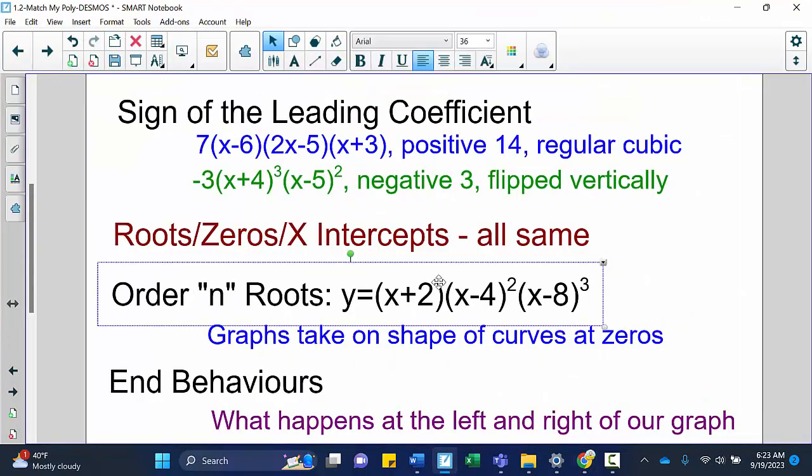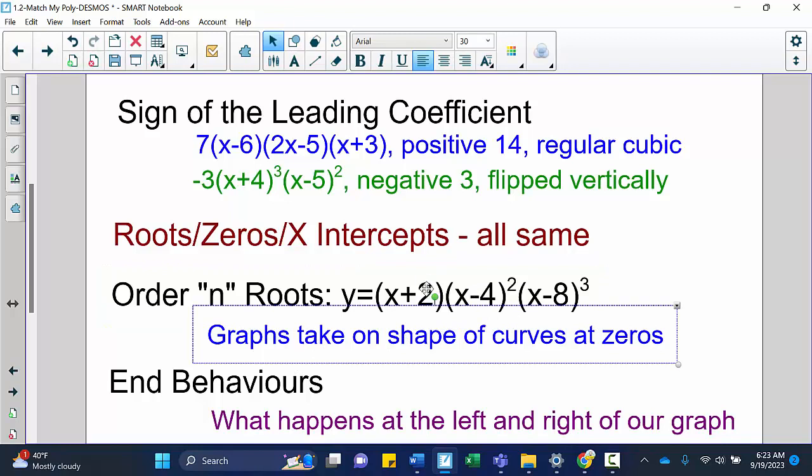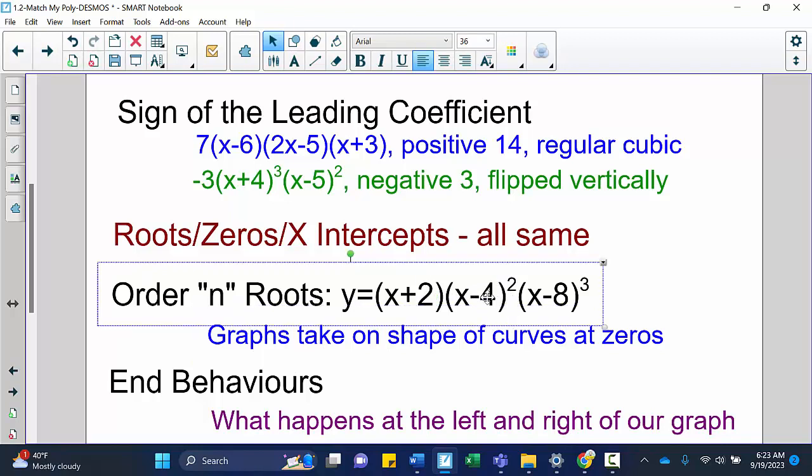So order n roots basically just means there's an exponent on the individual root, and again, the graph takes on the shape of the basic curve at each of those roots. Here at x equals 4, there will be a parabolic shape. Here at x equals 8, there'll be kind of a cubic shape.